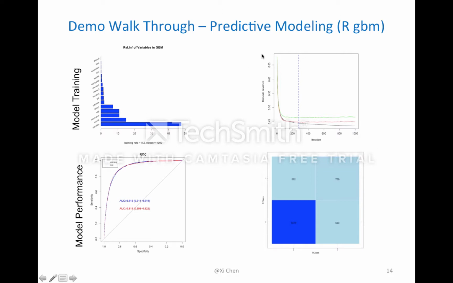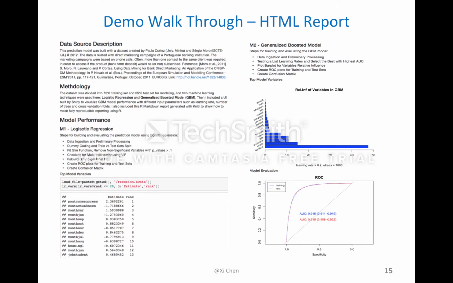This plot here on the right is a plot showing how the loss function changes as the number of iterations increases. This dashed line here indicates when the loss function stopped descending very fast. So that's the number of trees, or the number of iterations, that we are going to apply in the end. We are also going to look at ROC curves and also a confusion matrix here, similar to what we did for the logistic regression model. The demo will also create an HTML report using the R Markdown file.